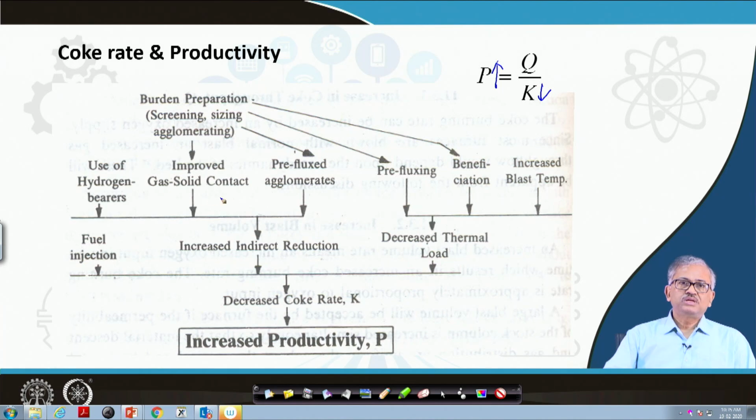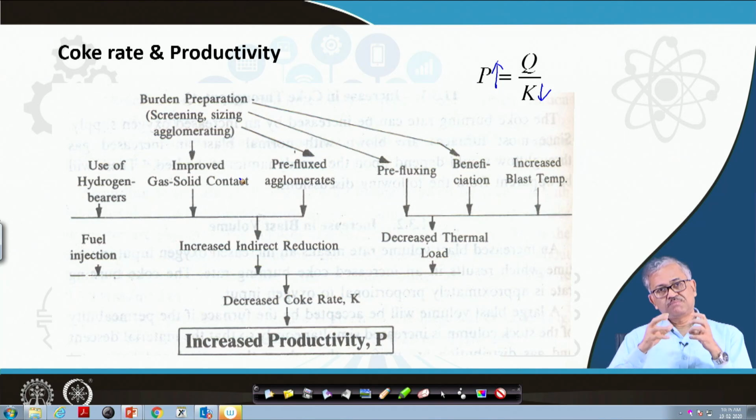And improving gas solid contact is very important. To improve gas solid contact in the blast furnace, burden preparation is required, like sinter, pellet. They are stronger burden materials and they will offer more permeability to the bed, right? So more permeability means you can have more indirect reduction. Gas solid contact will increase, and as a result indirect reduction increases. So there also burden preparation has a role. Not only burden preparation, burden distribution also has a role in maintaining the bed permeability, as we discussed in the previous class. So burden distribution and burden preparation both can improve the bed permeability. As a result, you can have more indirect reduction.